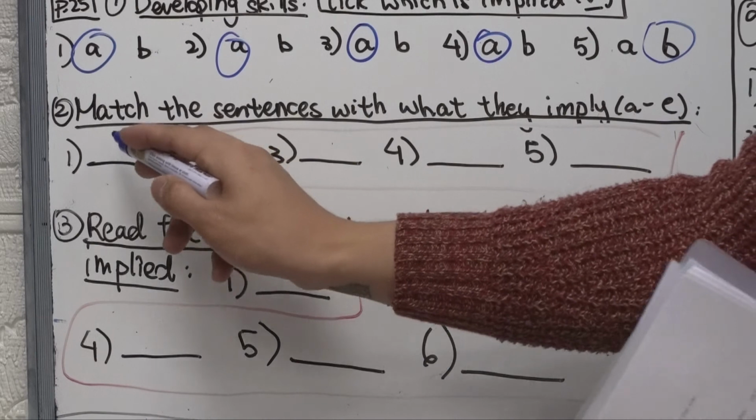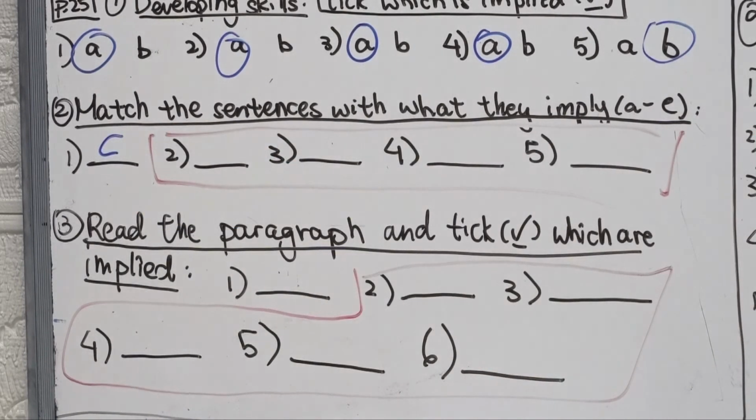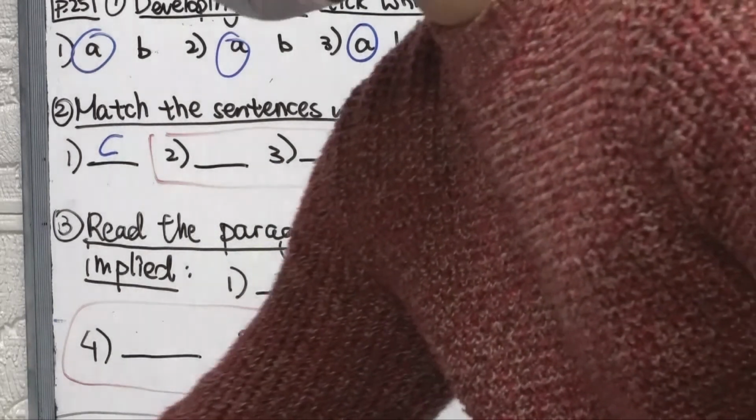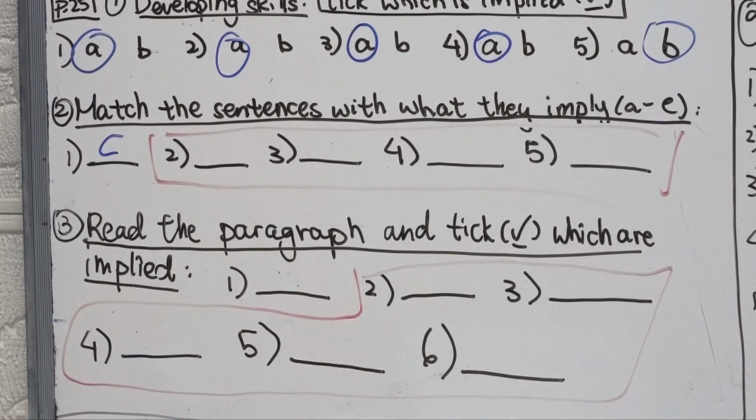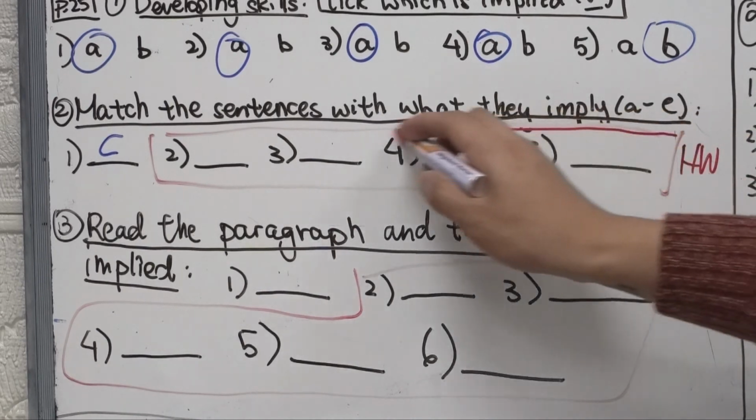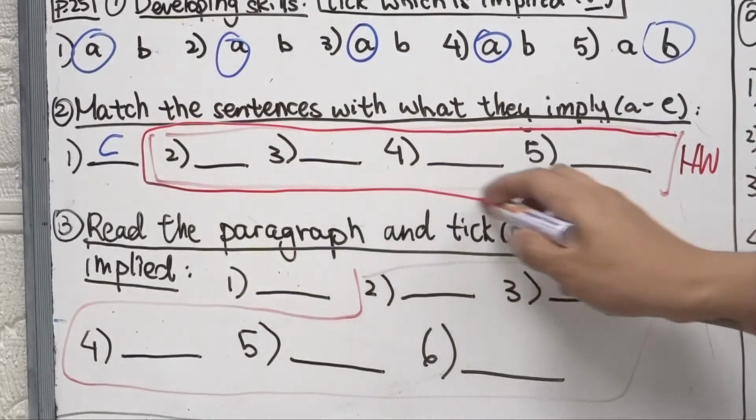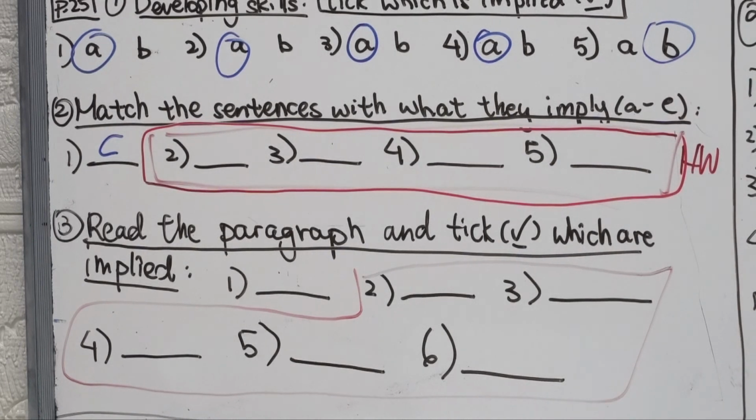Right, it is C. The justice system is soft on offenders, right? They always give him a chance to stay free, okay? And then these parts are for homework. Go home and do them. Very easy. Just read the prompt and then match with A, B, C, D, E.